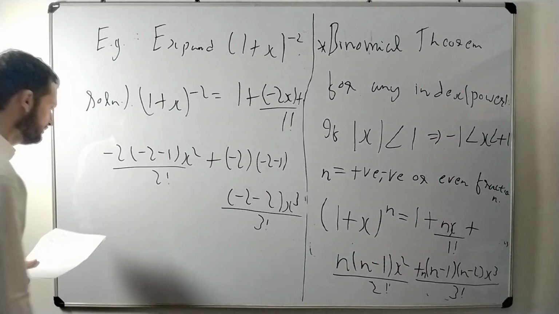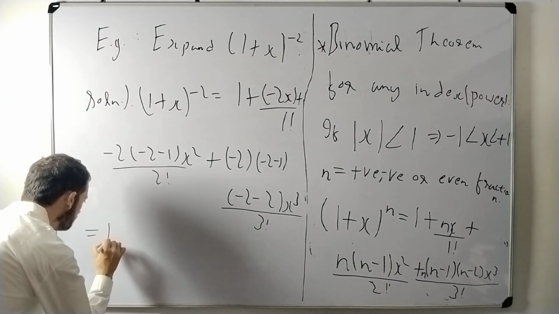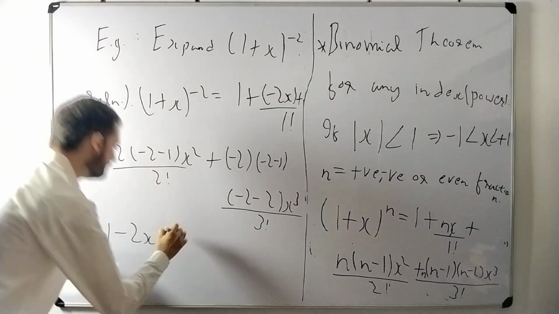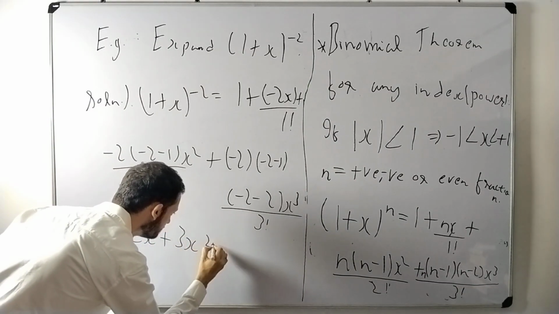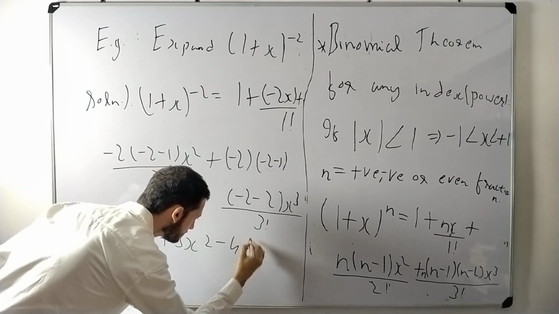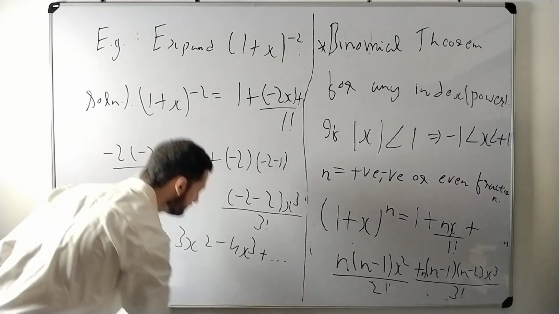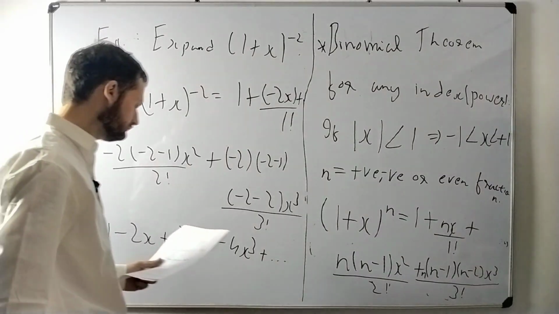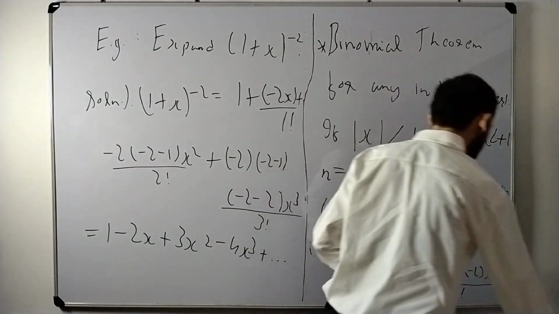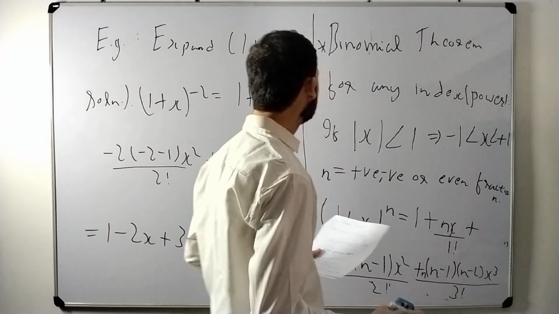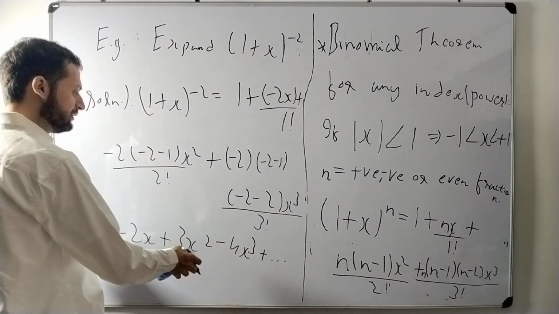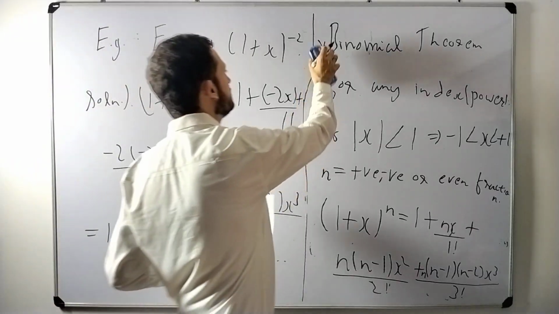So the equation finally becomes 1 minus 2x plus 3x square minus 4x cube. So this goes as follows until infinity. So it is an infinite series. So the higher you go into the infinite series, the more exact value you get.